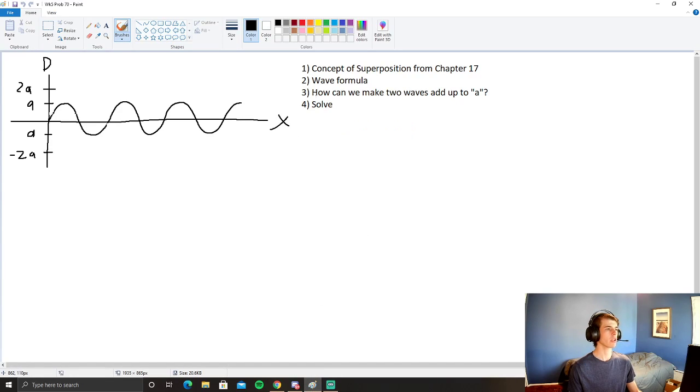This problem's really wordy, but basically what it means is that we want a graph that when we combine two, the amplitude never goes over A. So how can we do that?